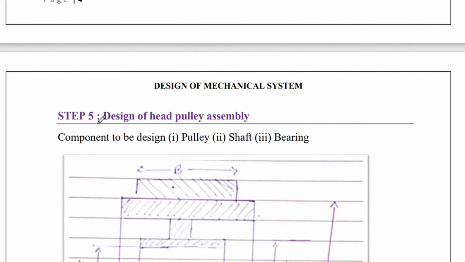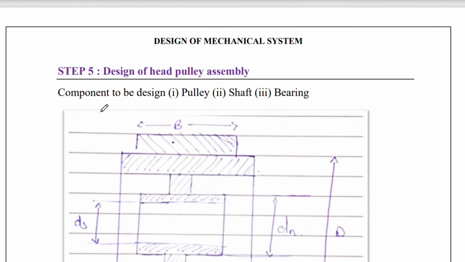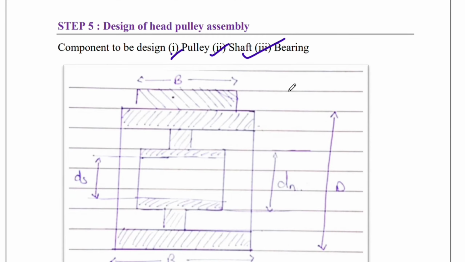Our next step is step number 5, which is design of head pulley assembly, and this step is very important. The next step is step number 6, which is design of tail pulley. Head pulley design and tail pulley design are almost similar; the steps are very similar to each other. In this step, there are three components: pulley, shaft, and bearing. These three components we will design one by one. So let's begin with it.